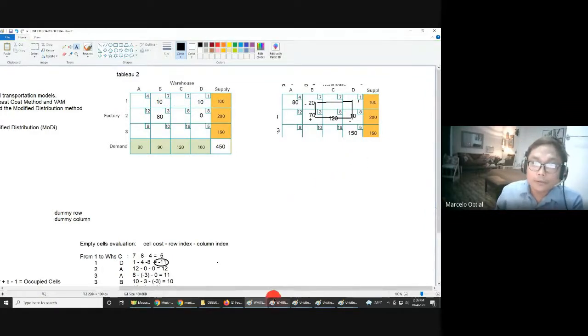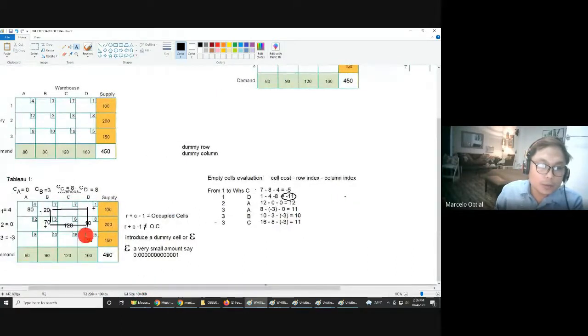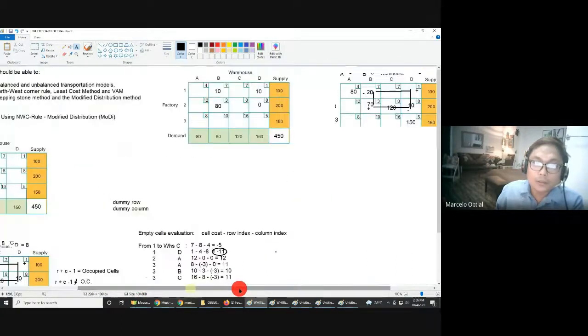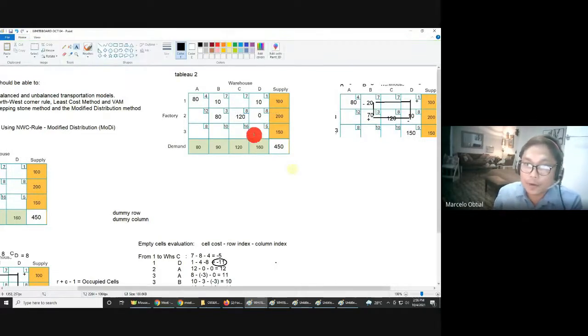For those na mga values o units sa loob, just copy, no? Go back with your previous tableau. 80, 120, and 150. Eh, hindi yun nagalaw. So, ilagay lang natin. Okay, 80. This is 120. And last, you have 150 here.